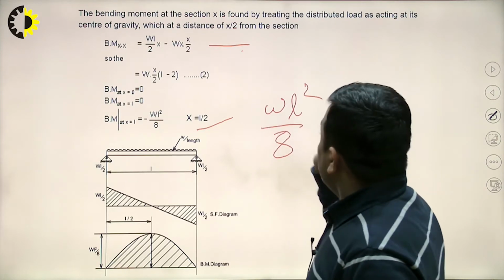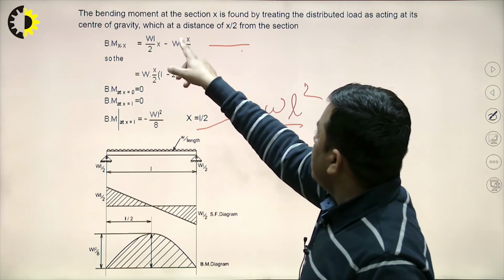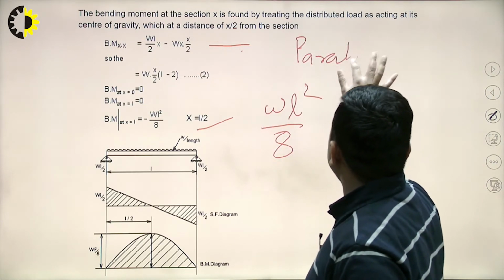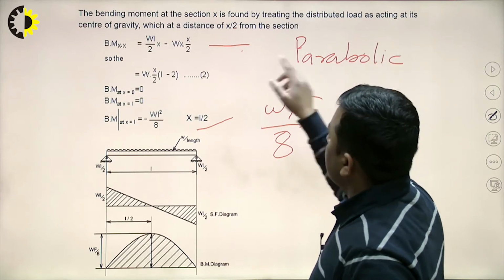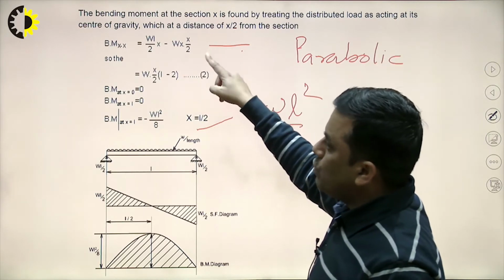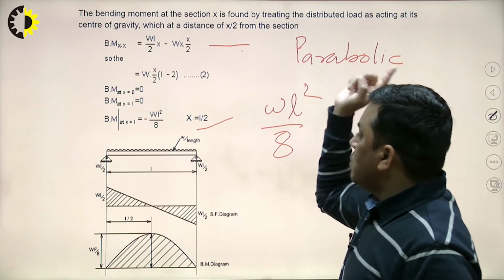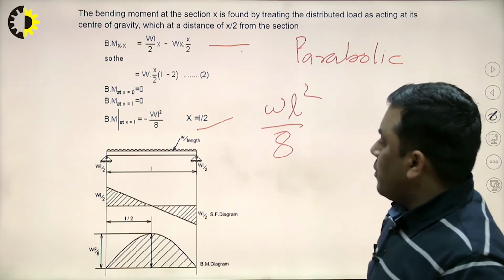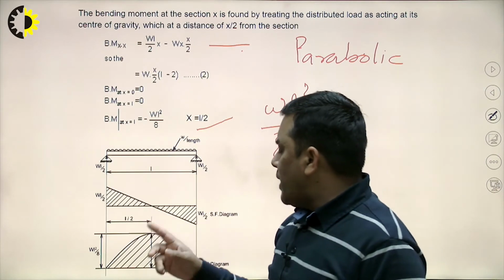We can observe the equation. It is which type? Parabolic type. It is a quadratic equation: WL/2 into x minus Wx square by 2. So, the shape of the curve is also known. A parabolic curve will be there. Now, we can draw the shear force and bending moment diagram.